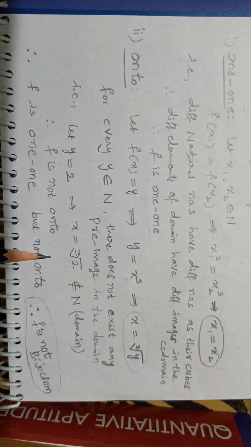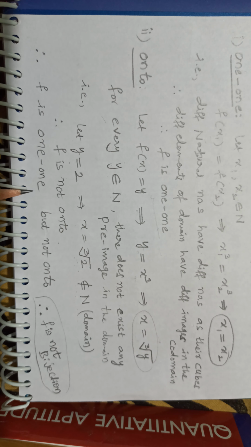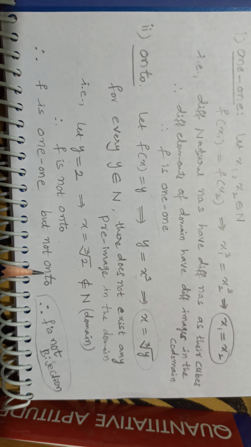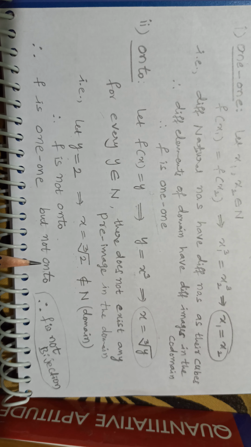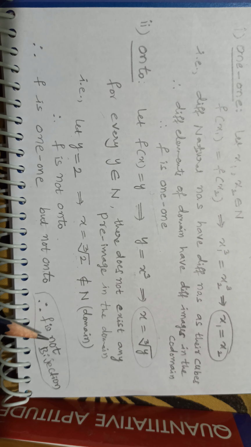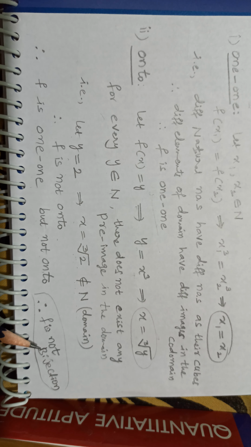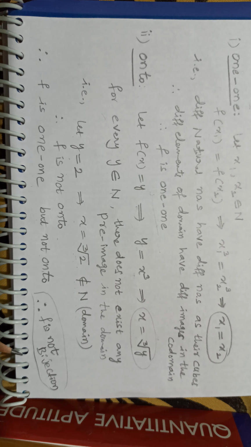So therefore f is 1-1 but not onto. Correct? So if either of them is not satisfied, f is not a bijection. So clear? Hope you have understood. So now we'll go for the next problem.